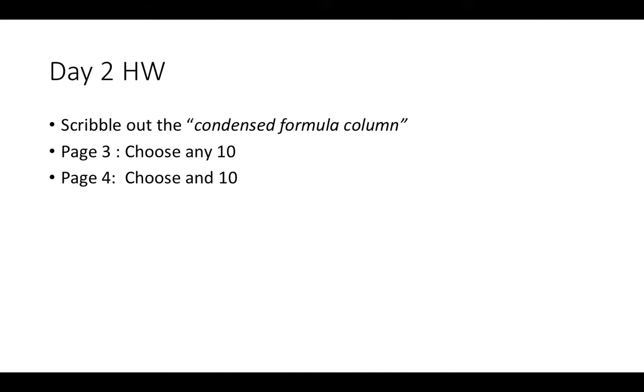The other thing, there's a data table set up on the right-hand most vertical column. There's a condensed formula column. Truth be told, I think that's a little bit over our head. That's a little past where we need to be. So you can go ahead and scribble that out. I know the answer key already has it scribbled out. So if you're saying, why is it scribbled out? Now you know.